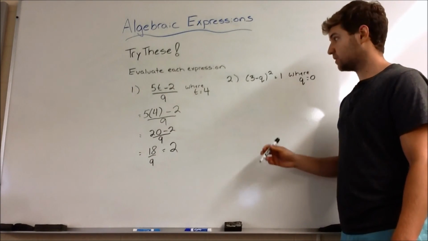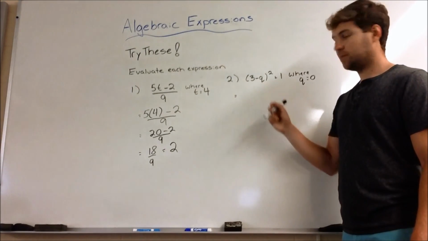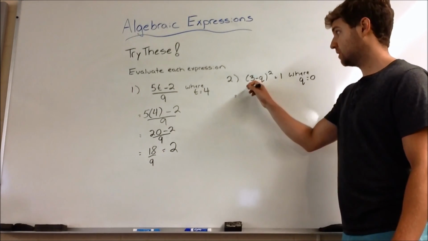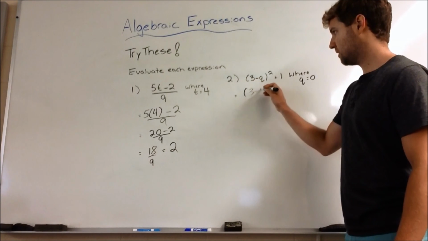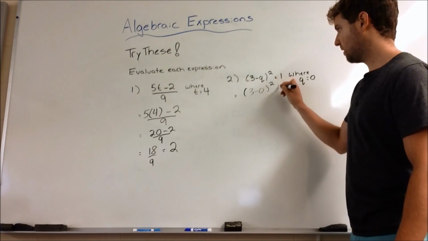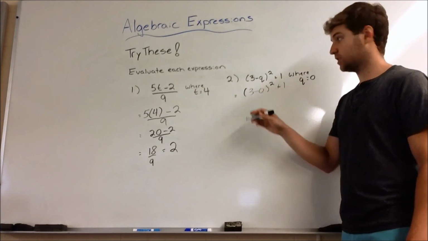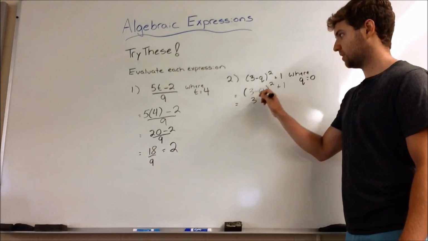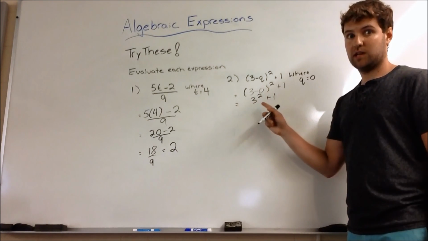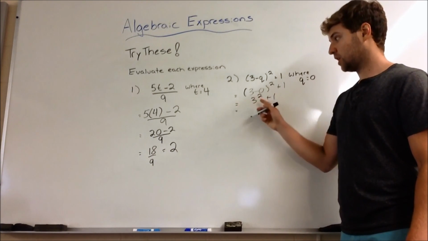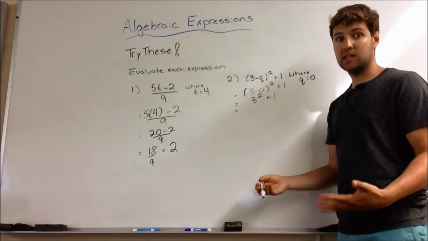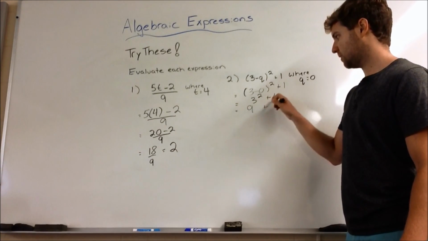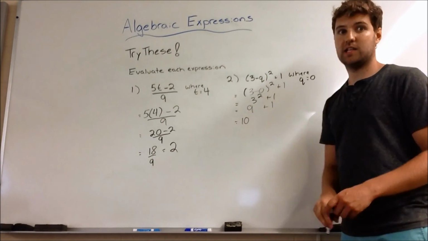Let's take a look at this one now. So we have 3 minus q squared plus 1, and I'm telling you that q is 0. So we can substitute 0 in for q. So I replaced q with 0. Now we just do order of operations. Brackets first, 3 minus 0 is 3. Next we do our exponents. 3 squared, remember, it doesn't mean 3 times 2. It means 3 times itself 2 times, so 3 times 3 is 9. 9 plus 1, and it equals 10.